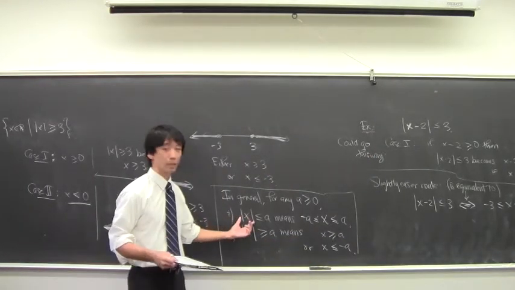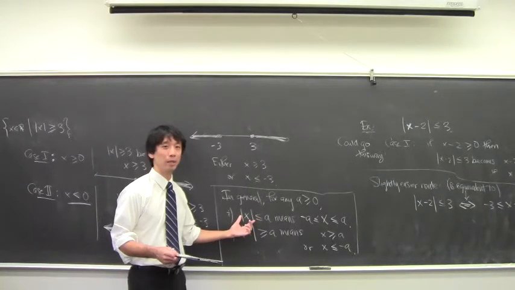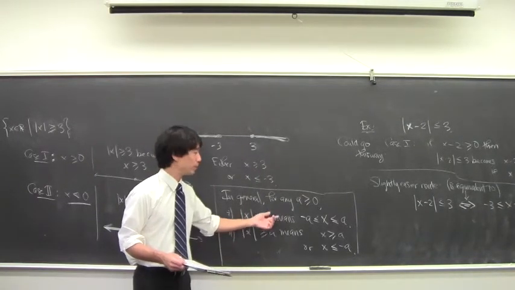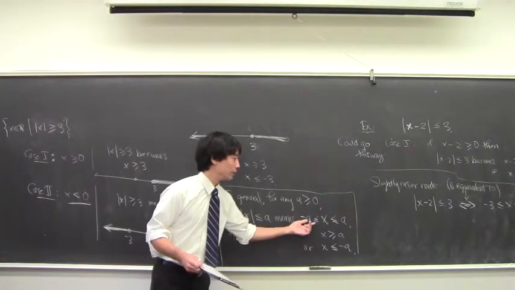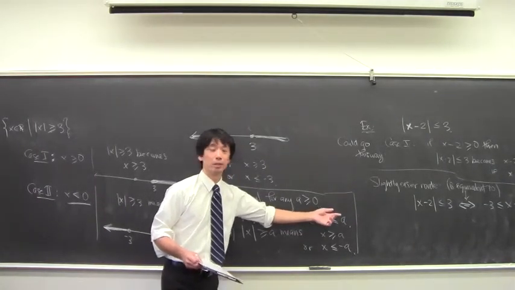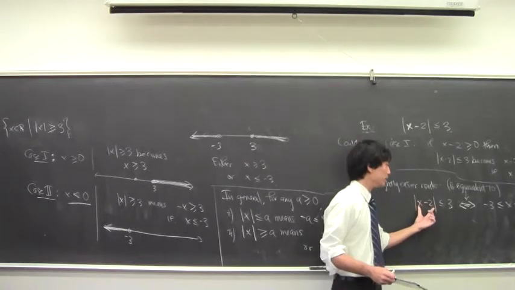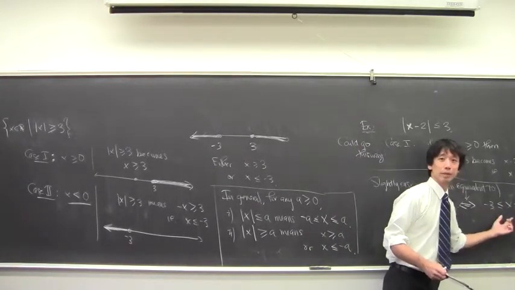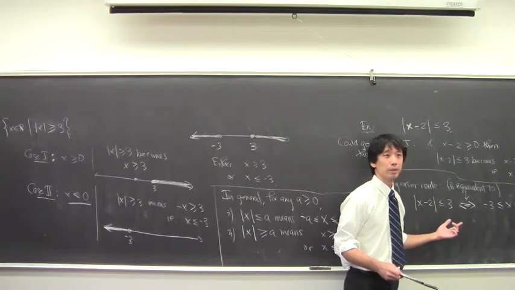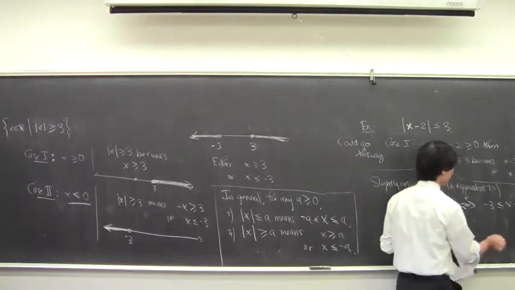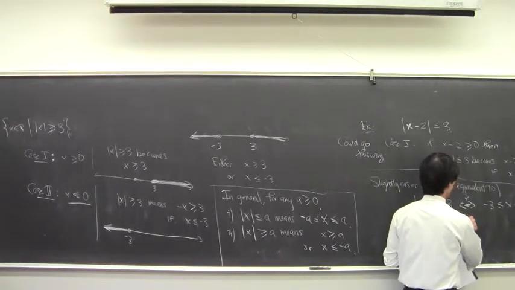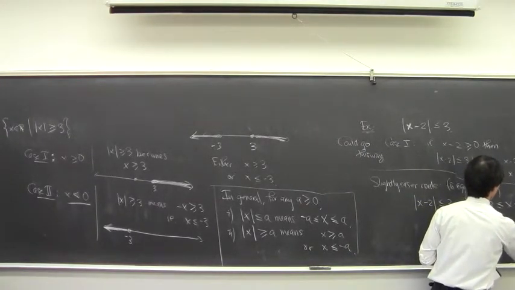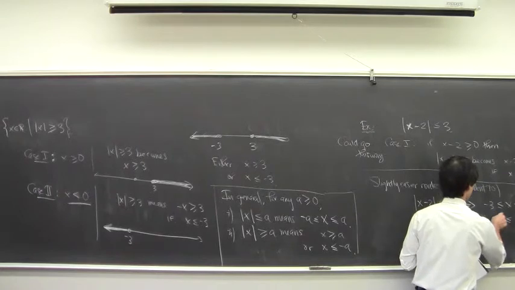Right? The absolute value of blah being less than blah 2 means that the blah lies between negative blah 2 and positive blah 2, right? The absolute value of this thing being less than 3 means that this thing lies between negative 3 and positive 3. Okay, so you'd say, then that's the same as saying that x lies between 5 and negative 1.